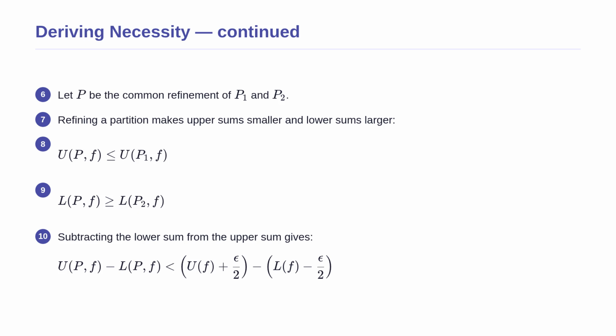We then look at the gap between the upper and lower sums for this new highly refined partition. We substitute the bounds we established in the previous step, combining the two halves of our error margin. This sets us up perfectly for the final algebraic cancellation.